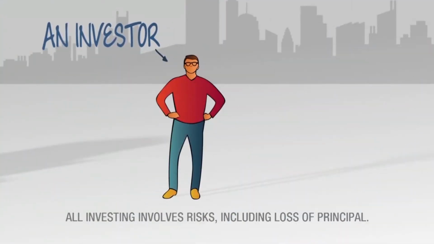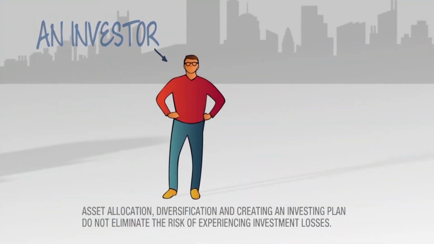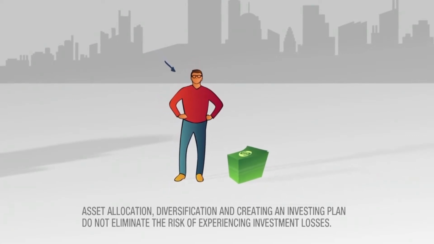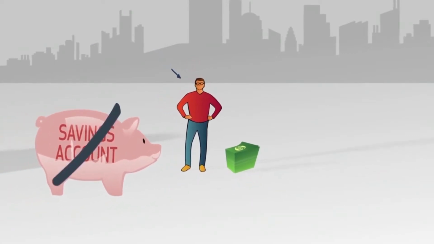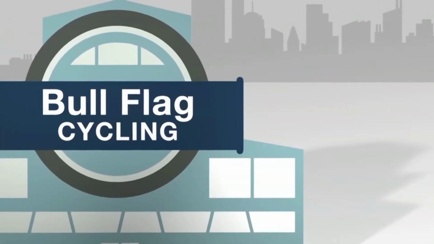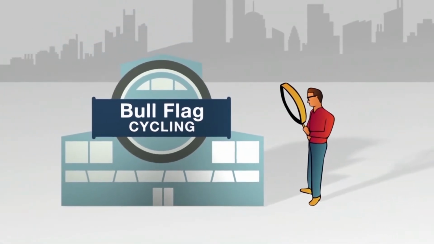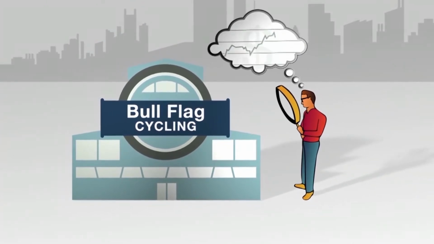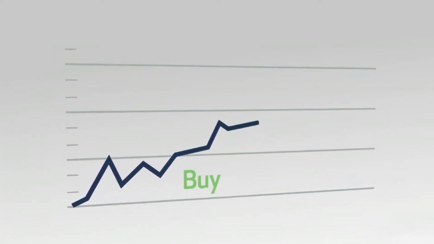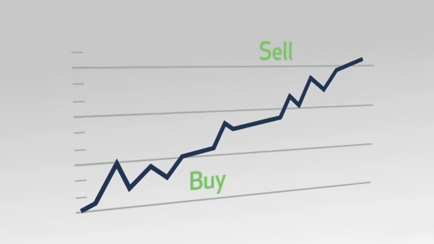Our investor is someone who has a little extra cash. He's looking for an investment that has the potential to offer better returns than a savings account, and he is willing to accept the higher risks of investing in a stock. He thinks Bullflag Cycling is a promising company that's likely to grow. Because of this, he thinks buying a share would be a good investment. When it comes to investing in the stock market, the basic goal is to buy when prices are low and sell when prices are high.